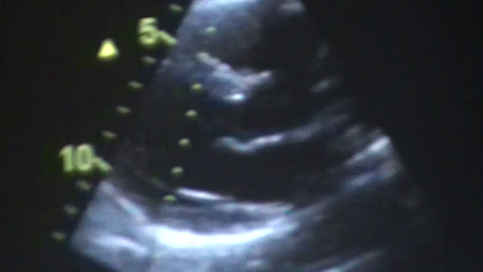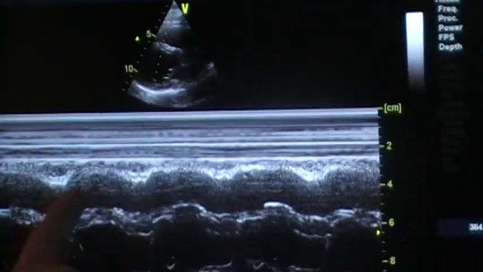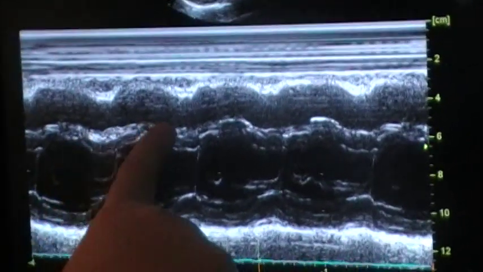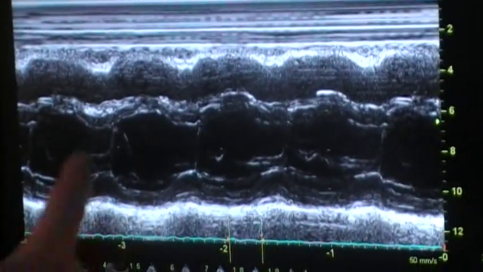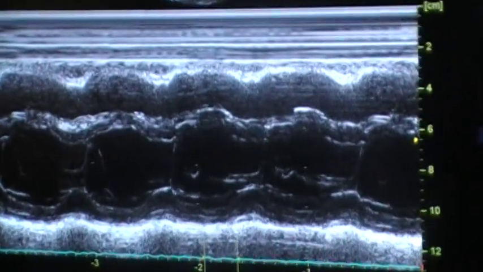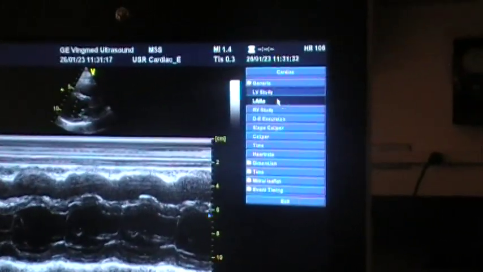There we go, that's better. So on this M-mode, this is your right ventricle, this is your interventricular septum, this is the left ventricle, and this is the posterior wall, or inferolateral wall. You can measure these. A lot of places do not measure these anymore though. But if you were going to measure them, you would just do diastole here.